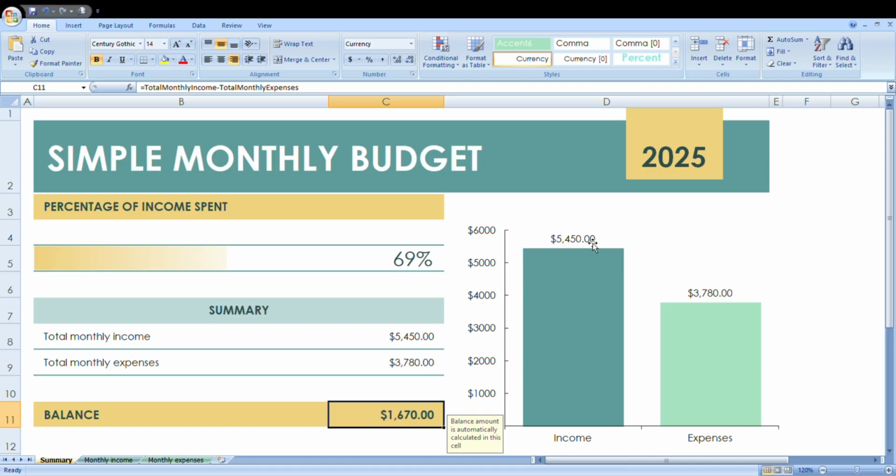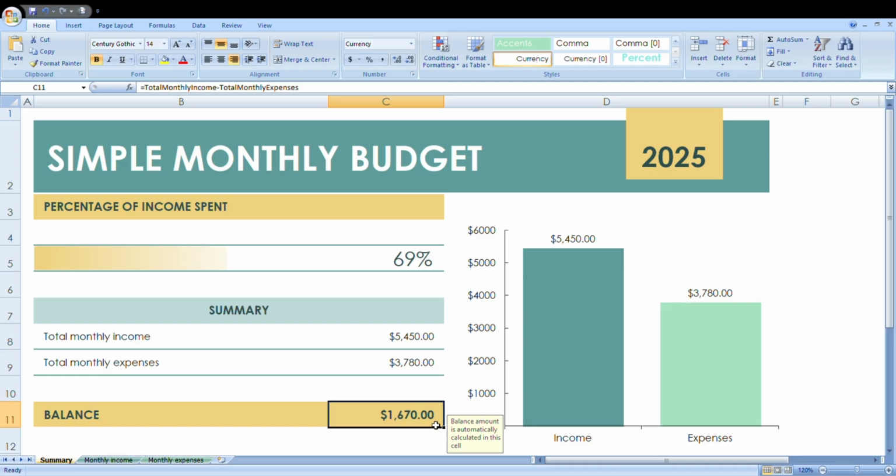So right now we are living below our means because we've got $5,450 of income, $3,780 of expenses to give us a surplus of $1,670 that we can do something with. So we're going to go look at that and see how we can allocate this. We want this balance to be zero. Now that doesn't mean we're going to be spending the $1,670, but maybe we will, maybe we won't.